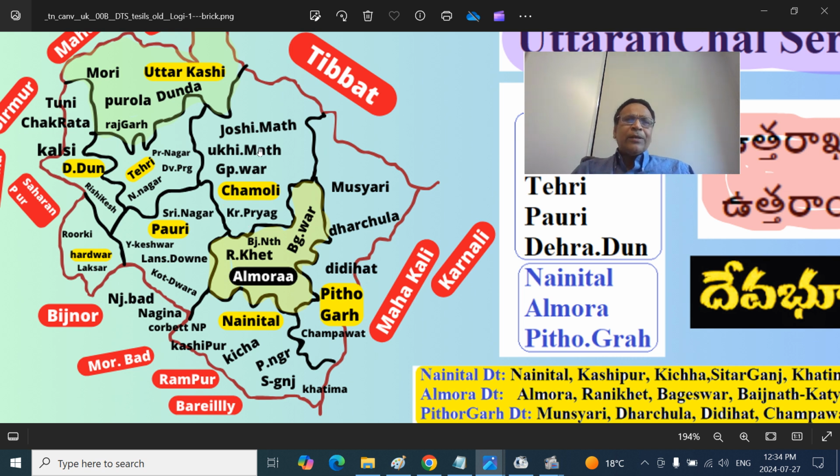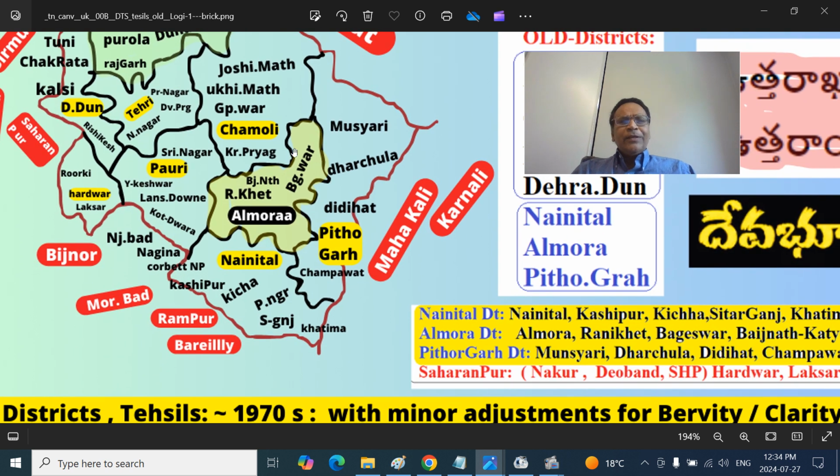This is the historic Kumaon region, also called the Kurmanchal region. Historically, there used to be only two districts, Nainital and Almora. From Almora, Nainital was bifurcated, and later from Almora, Pithoragarh was bifurcated. From Pithoragarh, we now have Champawat. From Almora, we have Bageshwar.